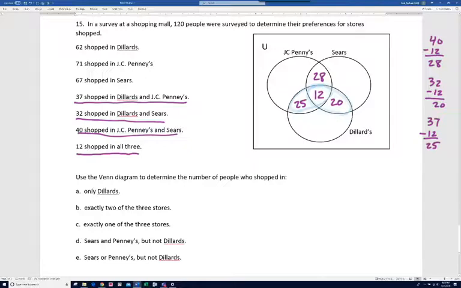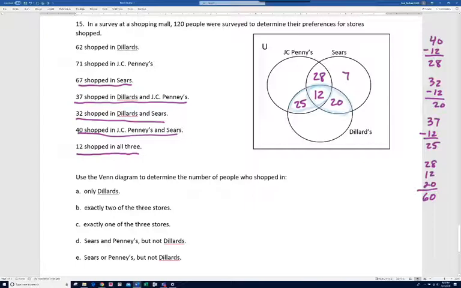Now we're going to move up to the next statement. It says 67 shopped in Sears. So now we're ready to complete the Sears circle. We already took care of all our overlap. So there's 67 that shopped in Sears. If we add up the 28, 12, and 20 that are already in there, we get 60, but there should be 67, so that means there's 7 more. So 7 in the Sears circle where there's no overlap.